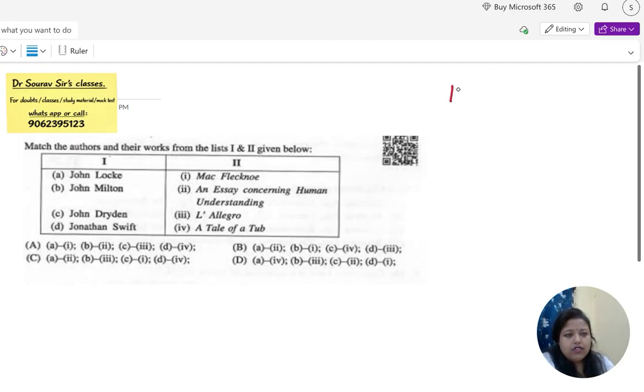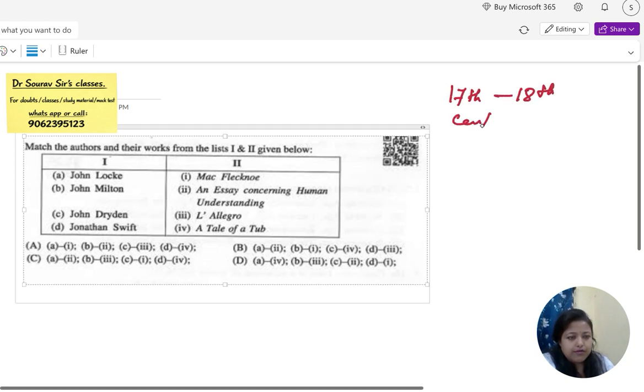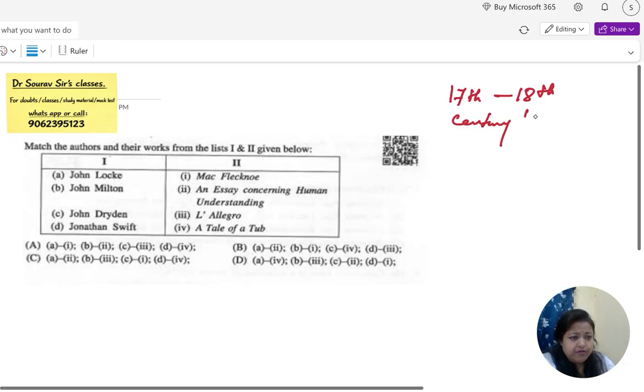These are all 17th to 18th century literature, the major English authors and their canonical works. The first one is John Locke. John Locke wrote An Essay Concerning Human Understanding.